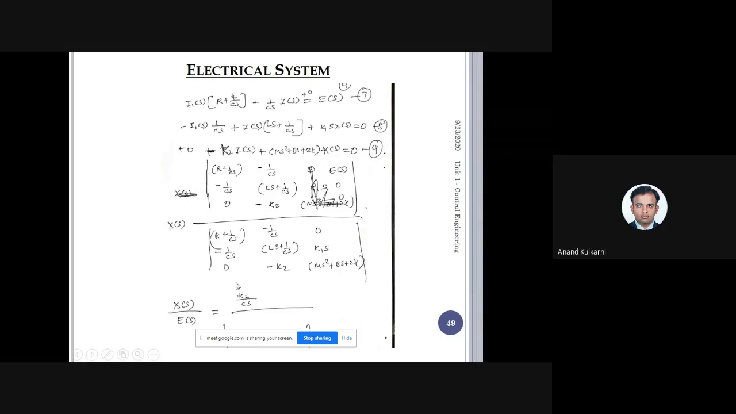K2 into C of S, I have kept it here only. E of S, I have taken divided by X here. And the denominator determinant, you have to solve this. This multiplied by this into this. That means R plus 1 upon CS into bracket LS plus 1 upon CS into MS square plus BS plus 2K minus of minus plus K1 K2 into S. This much only will come in the denominator. Nothing more than that. Then after simplification, you have to write the ratio of X divided by E. That is what a transfer function is, because X is our output and E, the supply voltage, is input. Displacement X is the output.